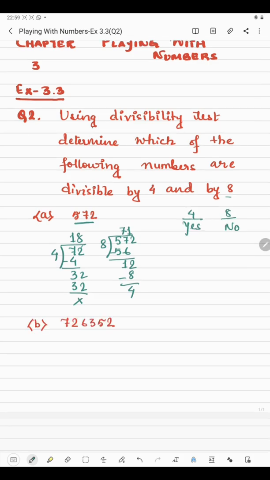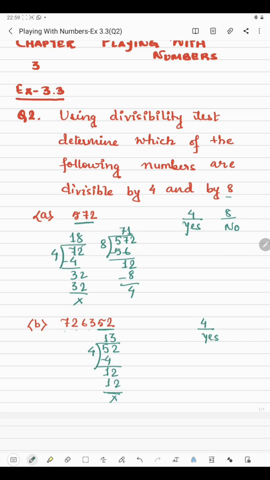Okay. Now in the next part we have 726352. Again we will check if the last two digits are divisible by 4, then the whole number will be divisible by 4. So here if we divide 52 by 4, 4 ones are 4, 5 minus 4 is 1, so 4 3s are 12. That means 4 13s is 52. Here we have got 0 as remainder, so we can say that it is divisible by 4.